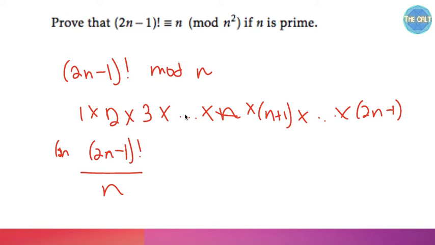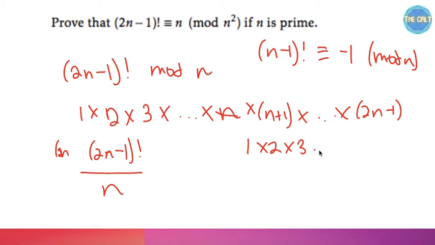So these first n minus 1 factors, so (n minus 1)!, by Wilson's theorem, we know this is equivalent to negative 1 mod n. Now the rest of the factors, we have n plus 1 all the way till 2n minus 1. If we take each of these factors mod n, we get 1 times 2 times 3 all the way till n minus 1, which is the exact same thing that we had in the first n minus 1 factors. So this is also equivalent to (n minus 1)!.